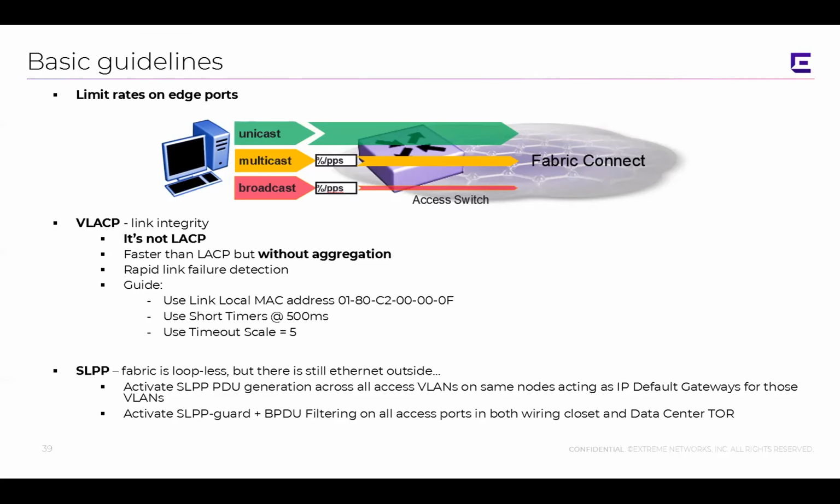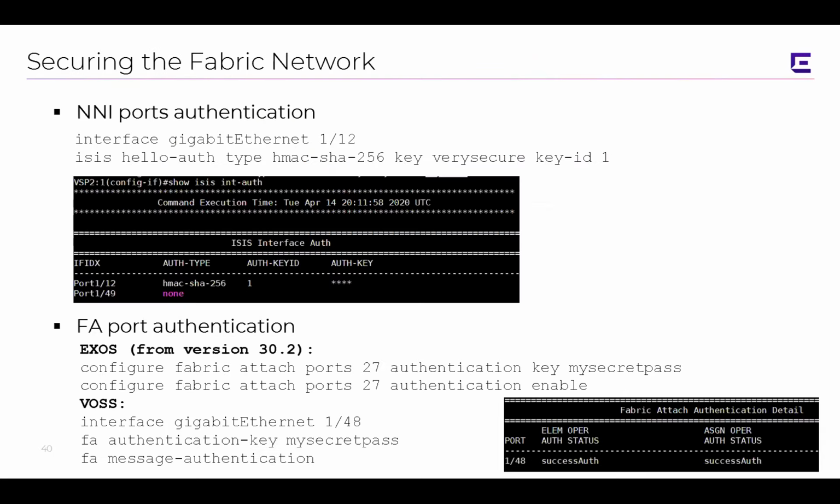And please, please, please use SLPP, because SLPP is the protocol which prevents loops from being created on the access layer. I can assure you that if a loop appears on the access layer, the fabric will pass it through, so your network will be affected. Please keep that in mind.